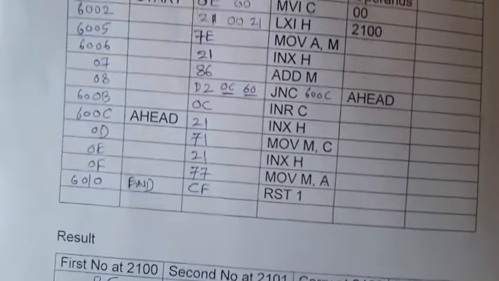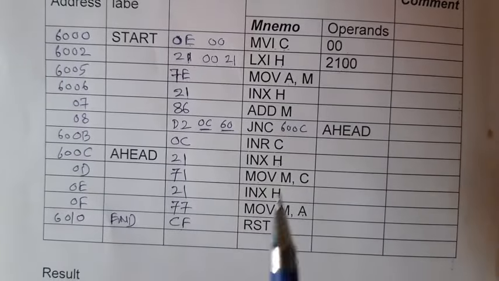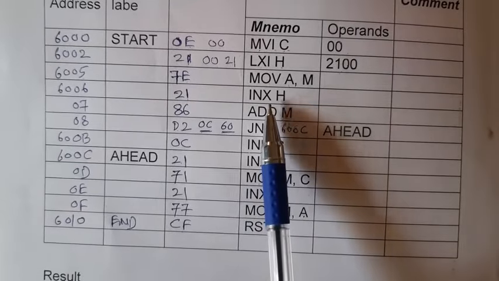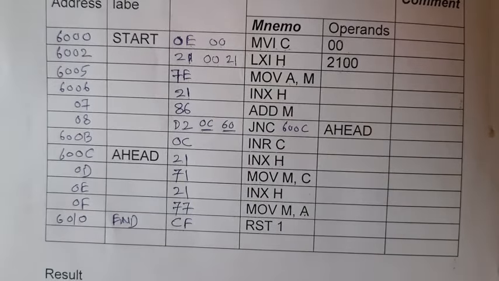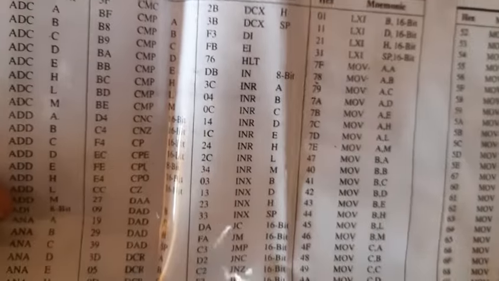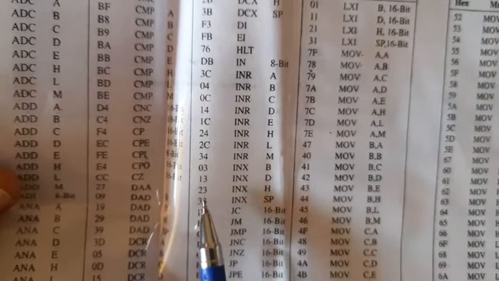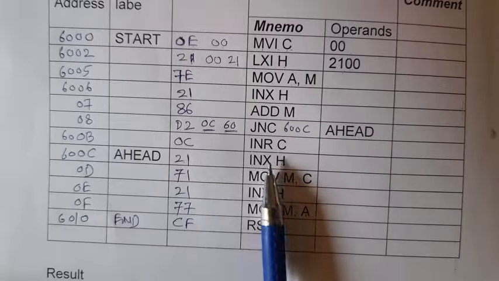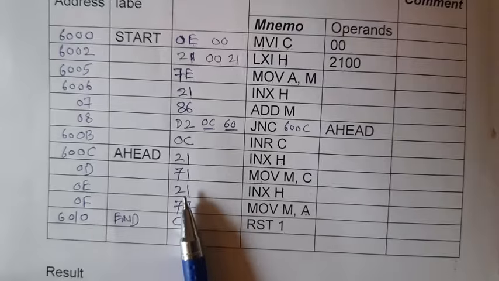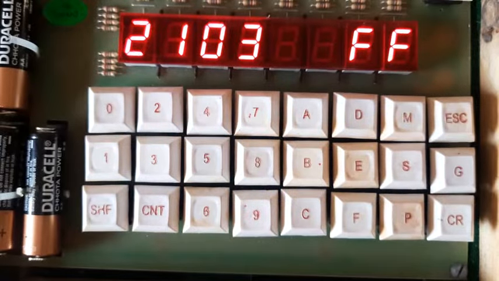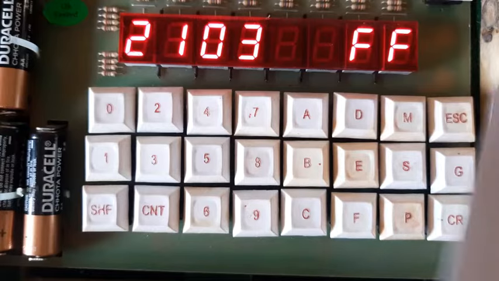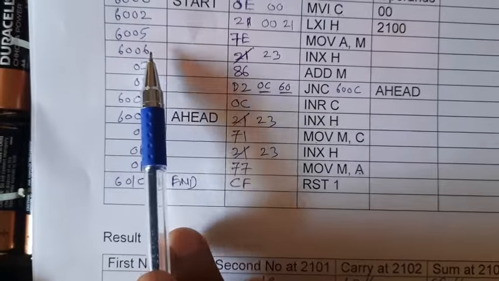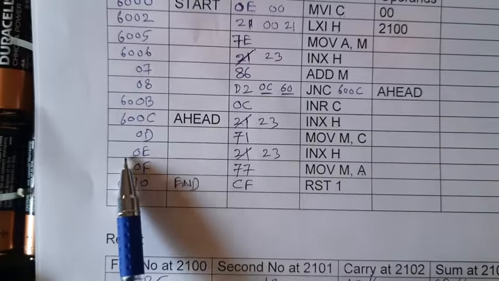And here I found that the code for instruction INX is wrong. It is not 21. See, if you observe, INX H is 23. But what I have done? I have loaded 21 here, 21 here, and 21 here. That I will have to change. Therefore, I will have to change the code for INX. It is not 21, it is 23. And therefore, I will have to change the data at 6006, 600C and 600E.